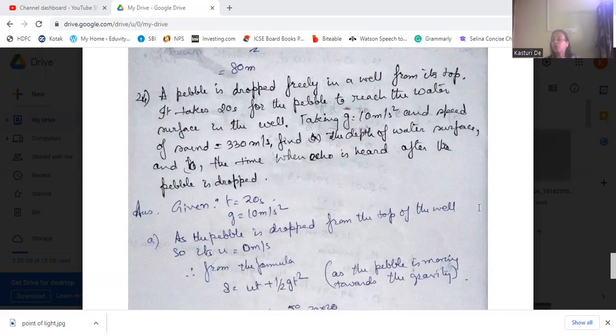That is, we need to find the depth of the water surface and the time when the echo is heard after the pebble is dropped. Okay. So given t is equal to 20 seconds and g is equal to 10 meters per second square. As the pebble is dropped from the top of the well, its initial velocity is 0 meter per second.